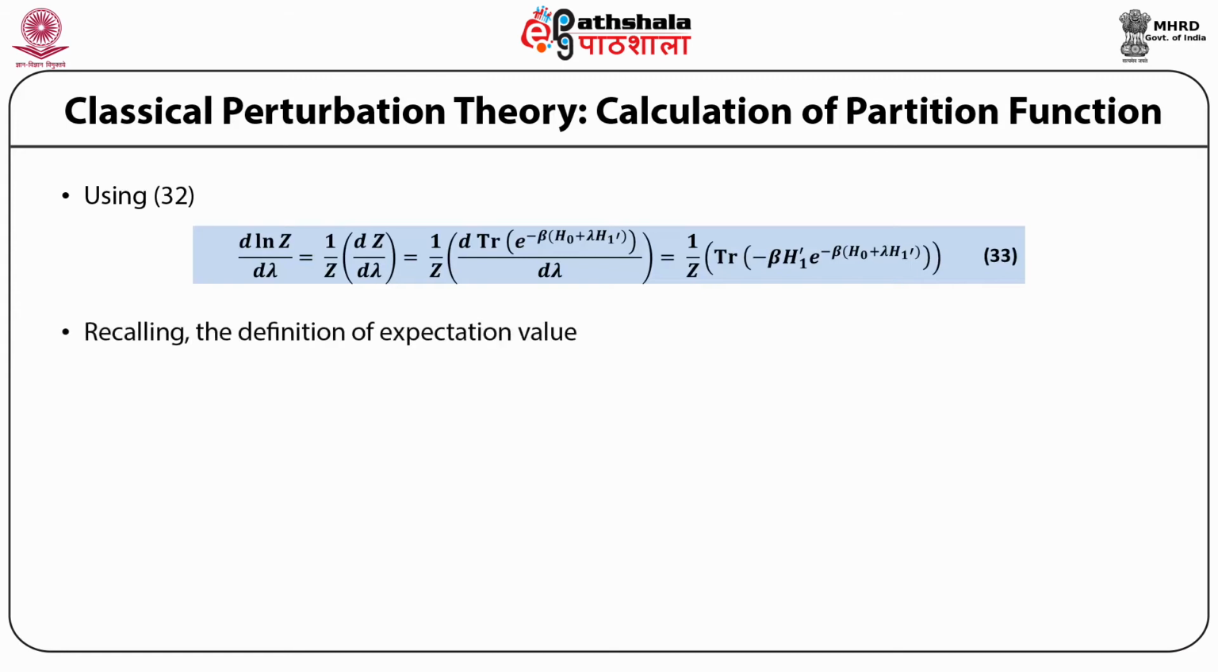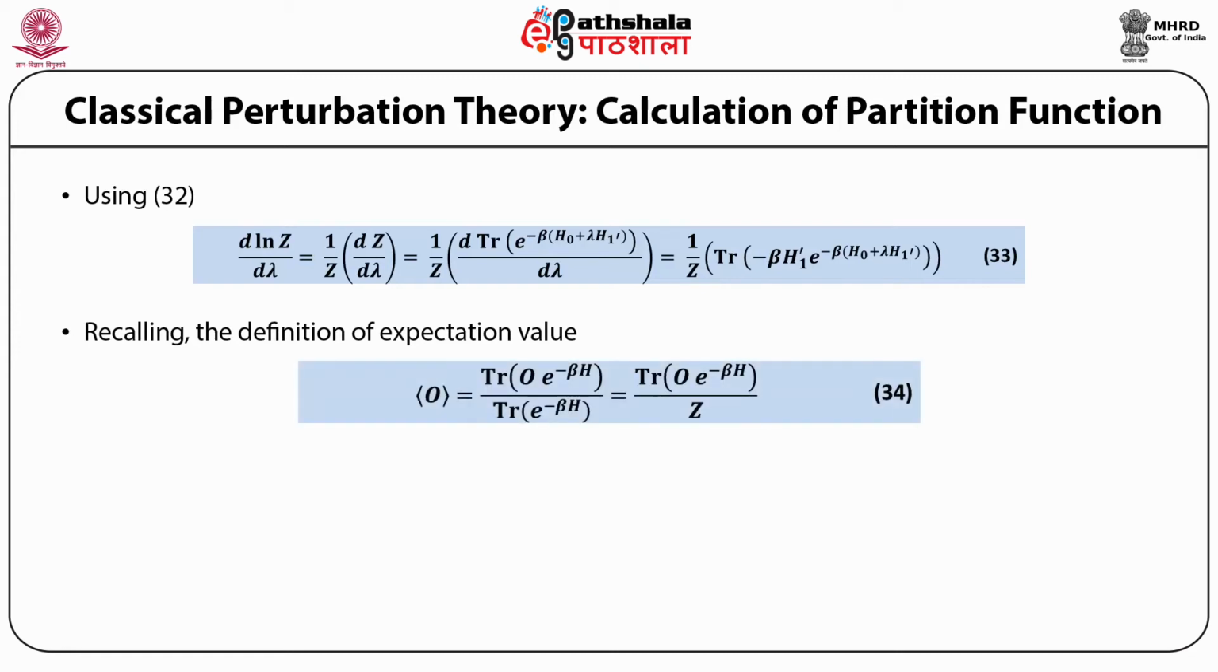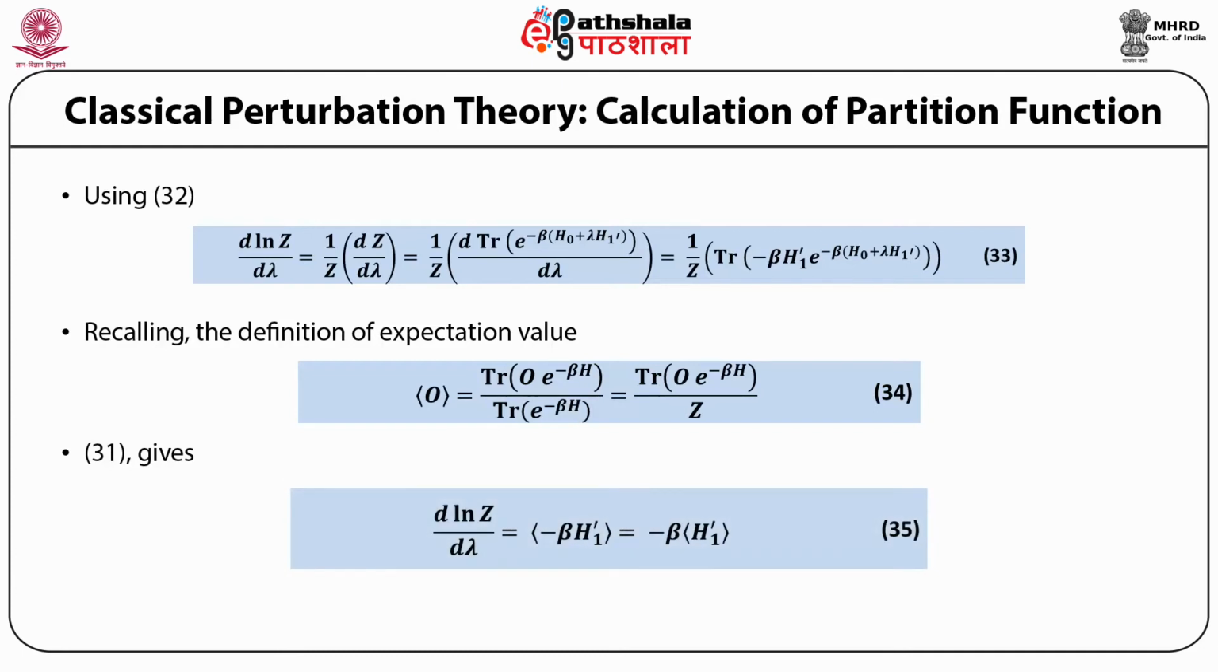Recalling the definition of the expectation value of an operator O, which is equal to trace of operator O e raised to power minus beta h divided by trace of e raised to power minus beta h, which is equal to trace of operator O multiplied by e raised to power minus beta h divided by Z, gives the derivative of log of Z with respect to lambda is equal to the expectation value of minus beta h1 dash, which is equal to minus beta expectation value of h1 dash.